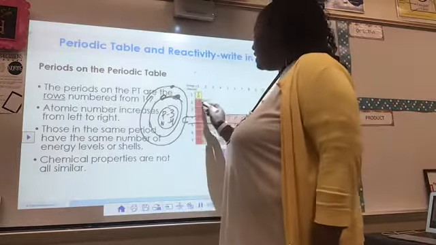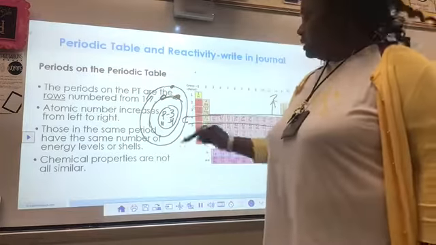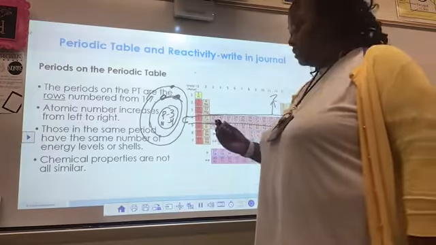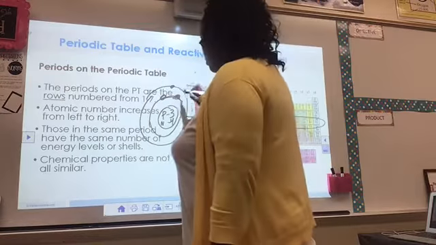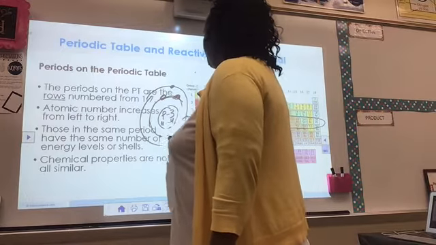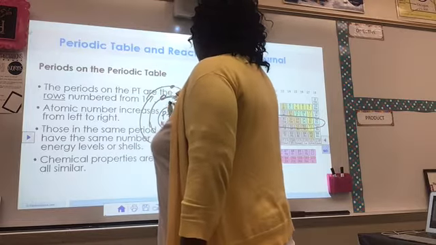Because lithium was in period 2, it has 2 energy levels. So that's what the periods tell you about Bohr models. Alright, so I'm going to erase this, and then we're going to move on and talk about groups.